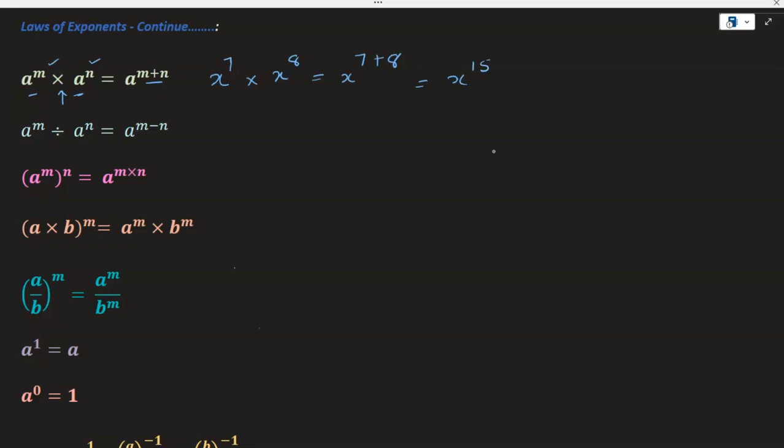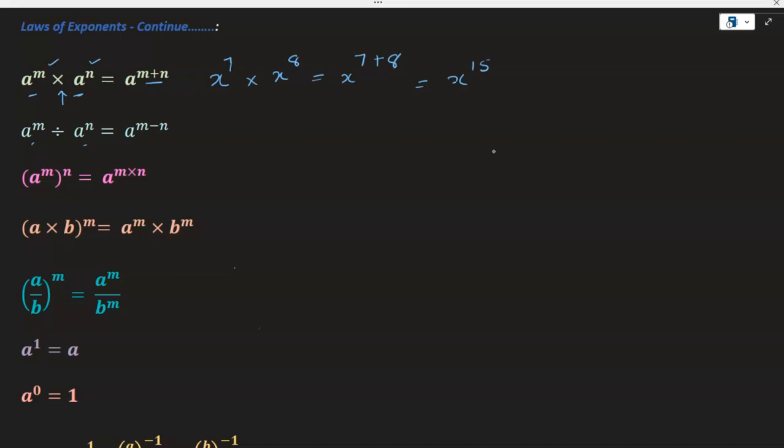Now let us move to the next law, which is also called division law, in which we have two numbers with same base and they are in division of each other. So if there is a division, what we can do according to law, we have to subtract, or we can say we have to take the difference of the two powers. So let us see some example here.